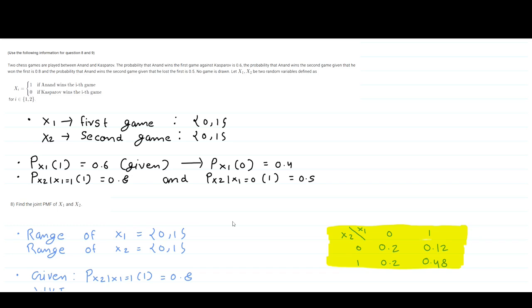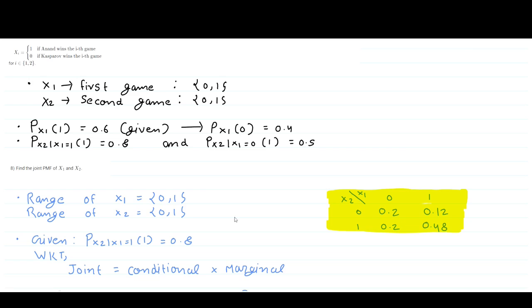The probability that Anand wins the second game given that he won the first is 0.8, and the probability that Anand wins the second game given that he lost the first is 0.5. No game is drawn. Let X1 and X2 be two random variables defined as Xi equal to 1 if Anand wins the game, else 0. Question number 8 asks, find the correct joint PMF of X1 and X2.